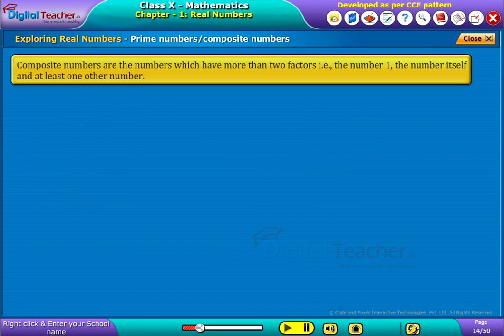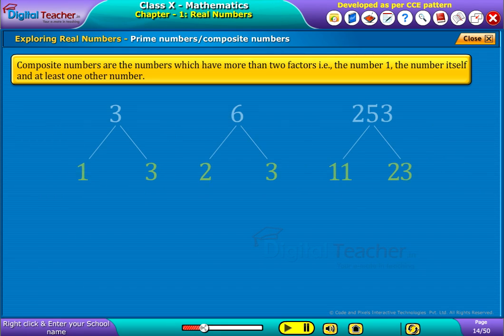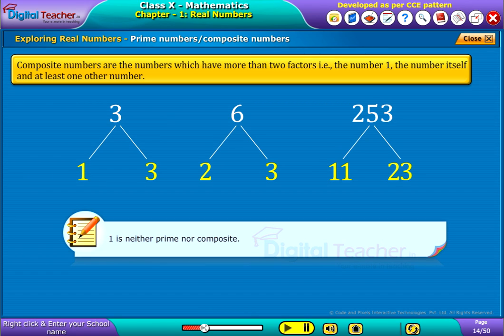Composite numbers. Composite numbers are the numbers which have more than two factors, that is the number 1, the number itself, and at least one other number. Examples are as shown on the screen. Note: 1 is neither prime nor composite.